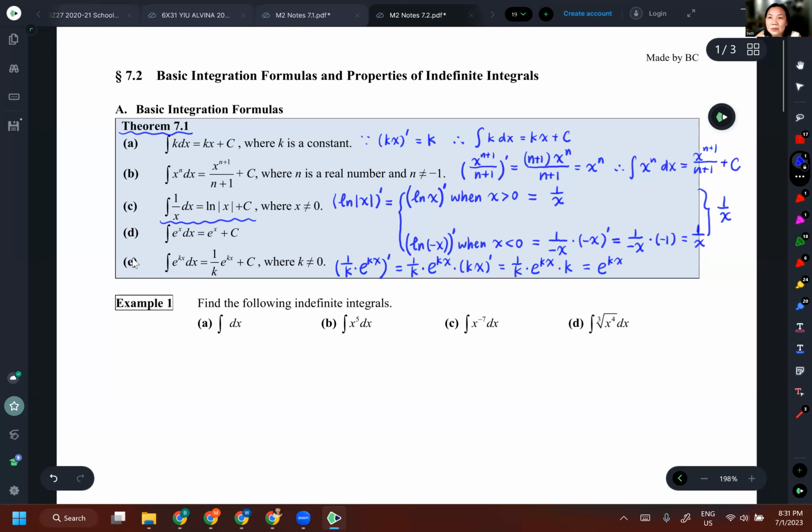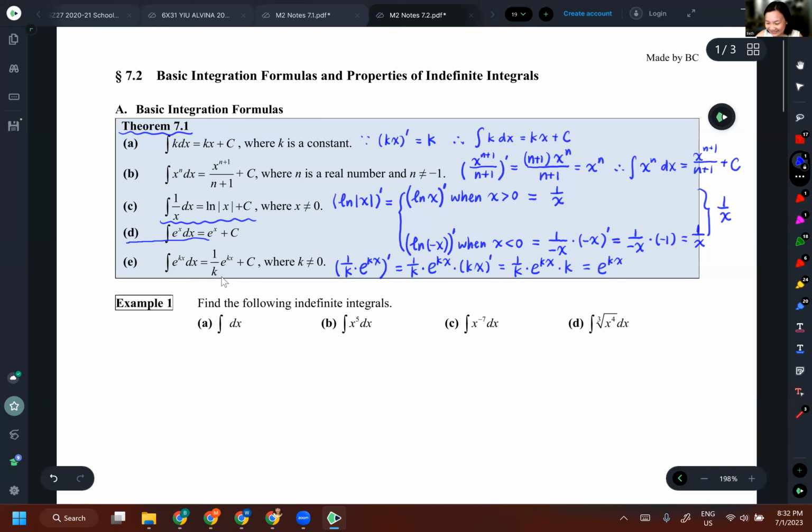Now, d and e. In some other textbooks, they won't teach you d and e separately because d is just a special case when k equals 1. But in our textbook, they are introduced separately because d is considered a very easy differentiation, whereas e is not so easy differentiation. So that's why when you integrate, you need to add a coefficient in front.